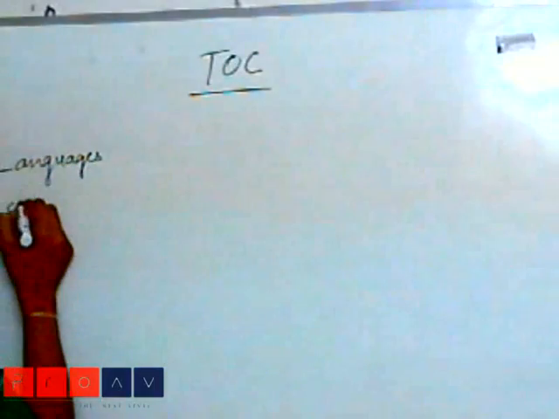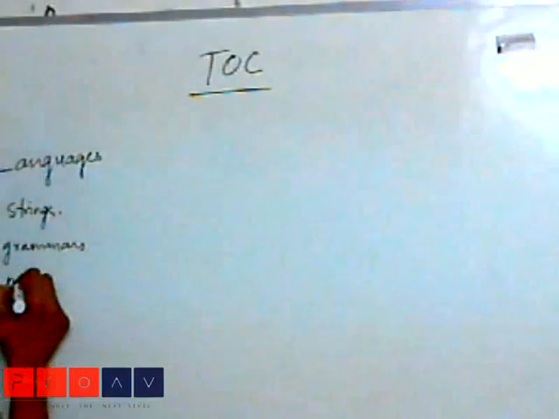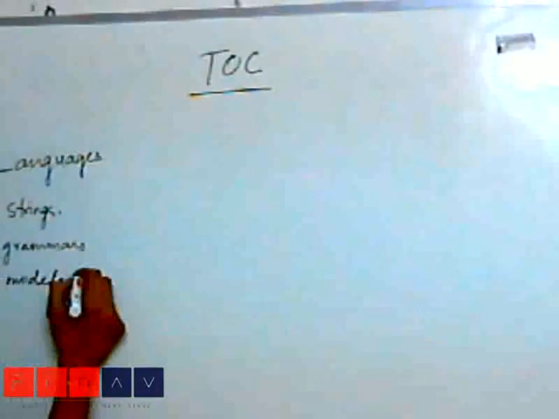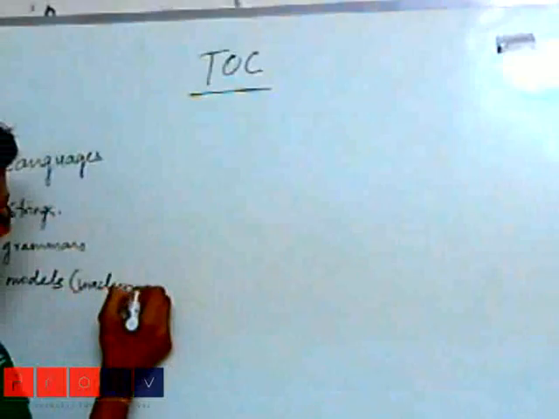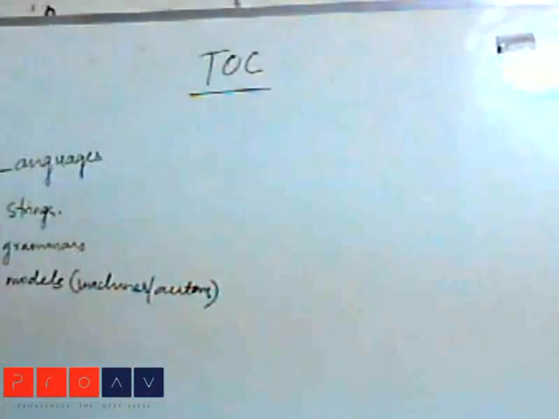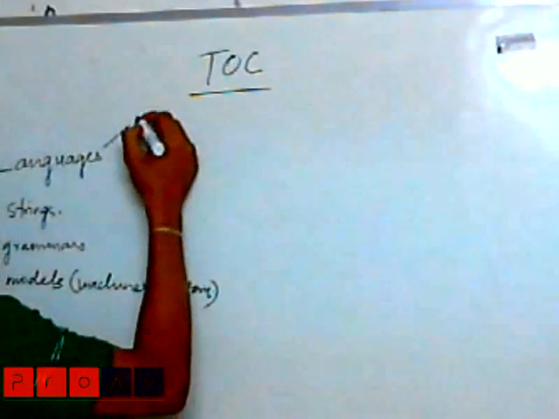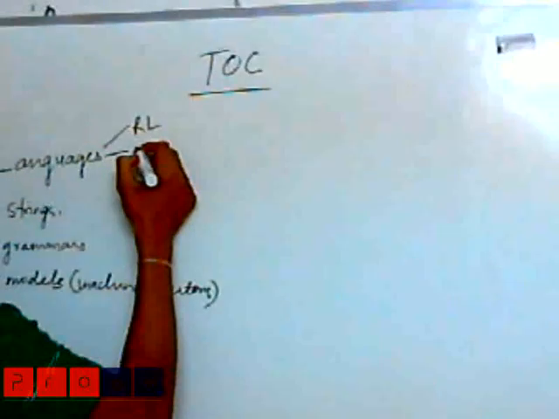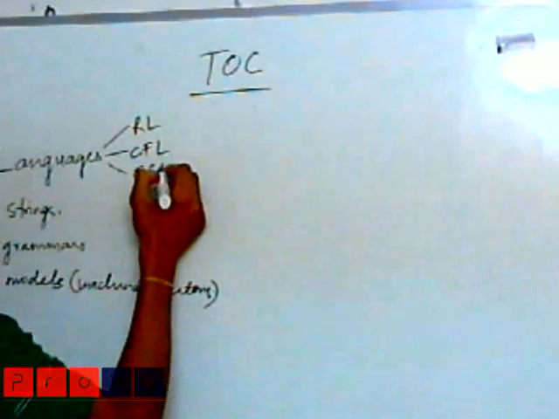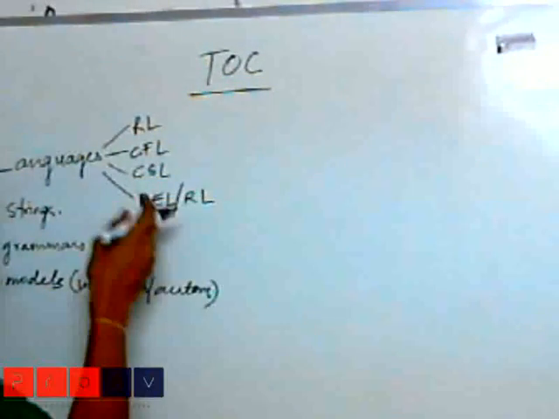Languages, strings, grammars, models, or we can call them machines or automata. Different terminologies are used. In languages, we are mainly going to cover four languages. You already know, I guess: regular language, context-free language, context-sensitive language, and recursive language and recursive enumerable language.